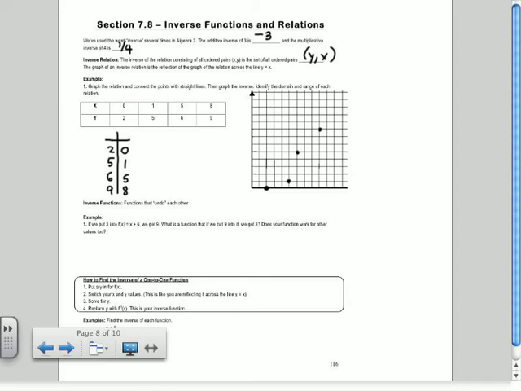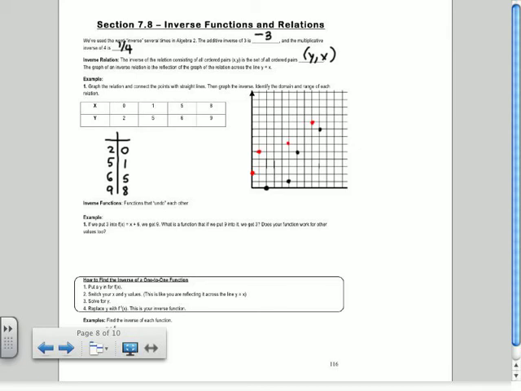Okay. Let's look and see what the original one was. So (0, 2), (1, 5), (5, 6), (8, 9). Okay. So you have those points.